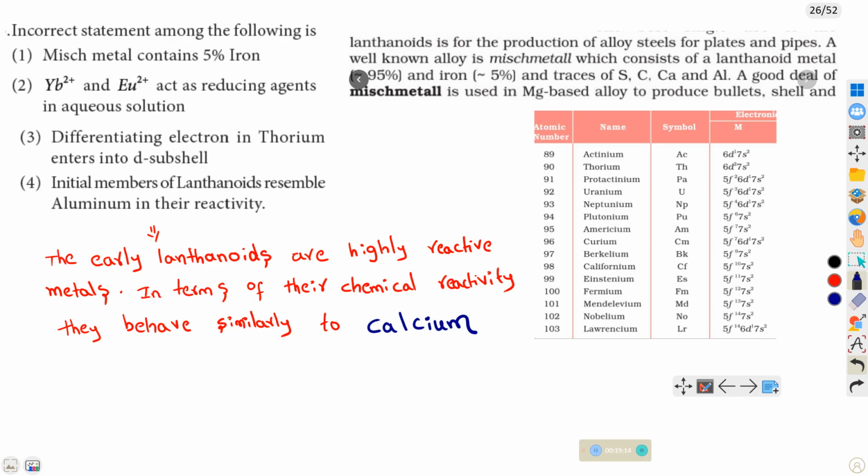Incorrect statement among the following. Mischmetal contains 5% iron. Correct. Ytterbium and europium act as reducing agents in aqueous solutions. Correct. Differentiating electron in thorium enters into d subshell. Correct. Initial members of lanthanides resemble aluminum in their reactivity. This is wrong, the incorrect statement. Not resembles aluminum, resembles calcium.